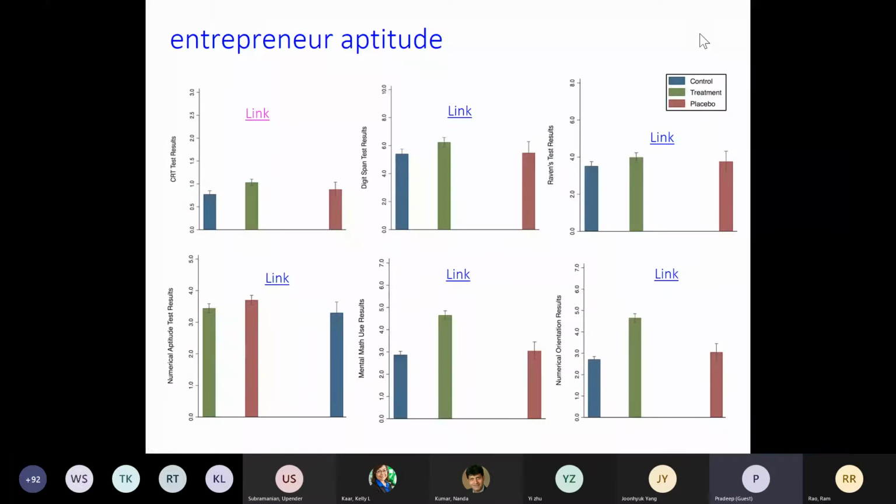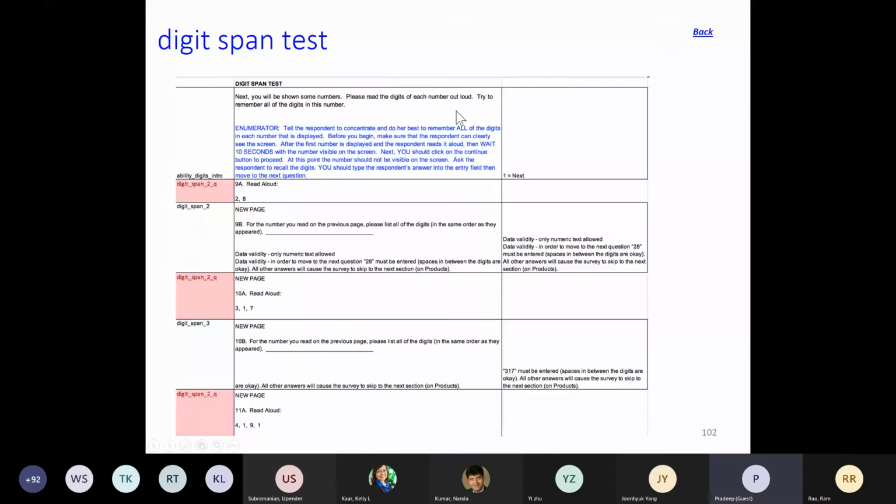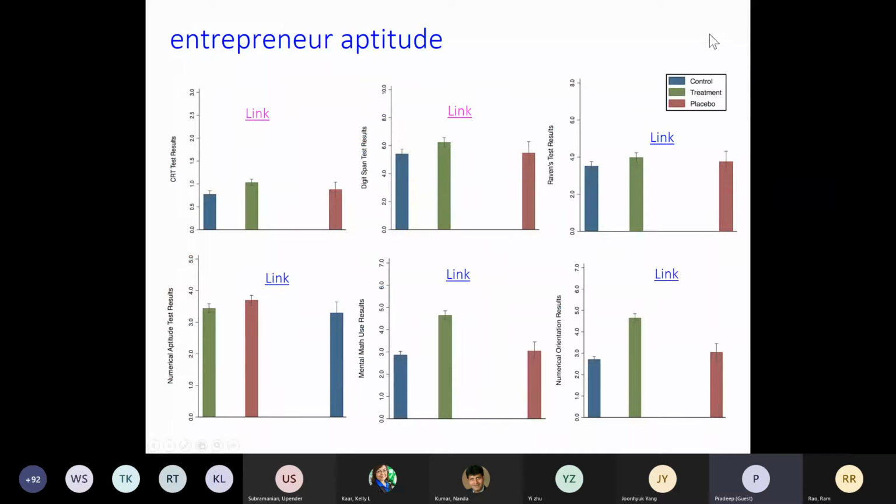Okay, then we have the digit span test, which essentially tries to get at how many digits the entrepreneur can remember as numbers get longer and longer. So there are many of these tests, Raven's tests for pattern recognition. A bunch of these tests were undertaken by the entrepreneurs, and this essentially summarizes, again, the raw data here that we see.